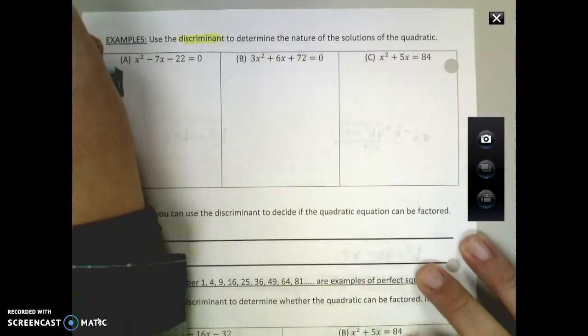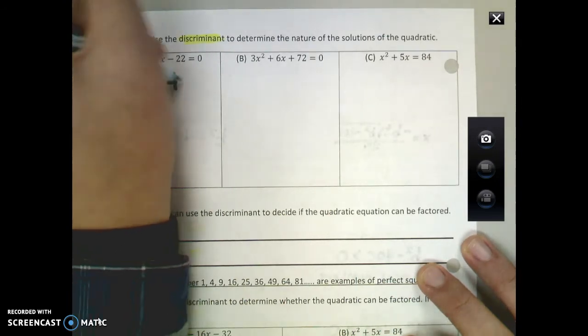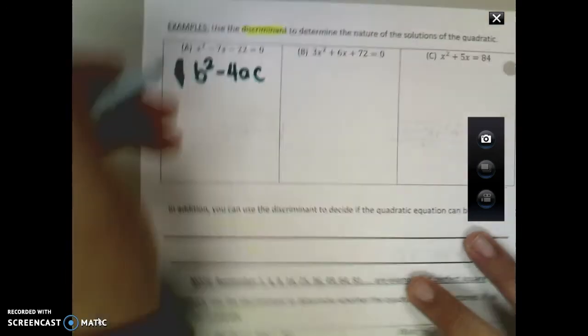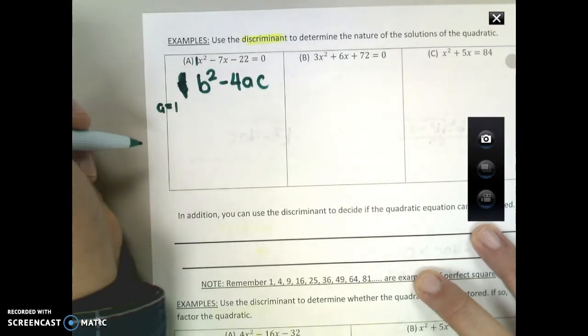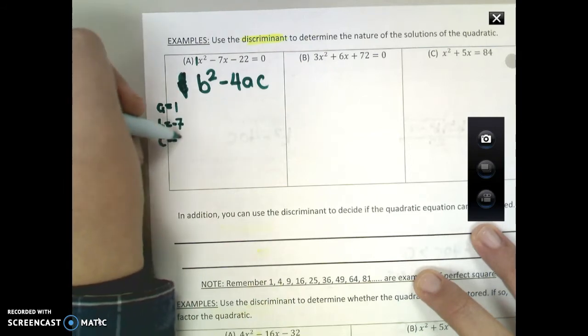So I'm going to use the square root inside the square root, which would be b squared minus 4ac. Now, if you don't know your a, b, and c, it might be helpful on the side to list that. So my a here is going to be 1, because there's nothing in front of the x squared. My b is negative 7, and my c is negative 22.